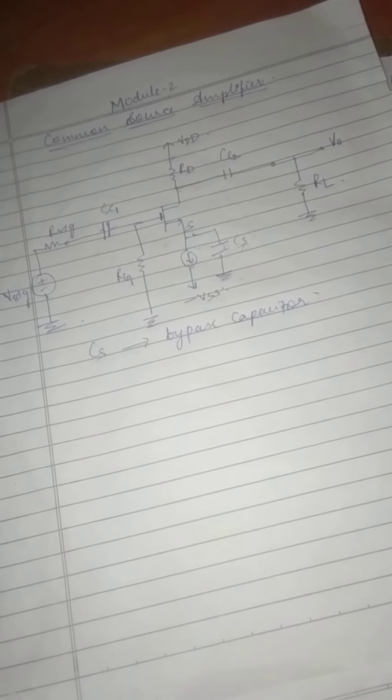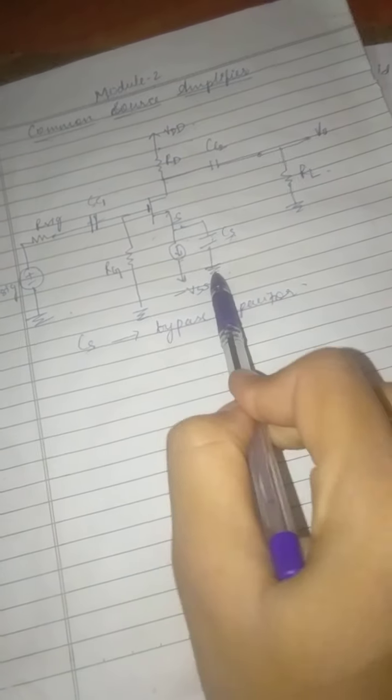Once again I am going to repeat why the name is a bypass capacitor. As this is required to provide a very small or zero impedance, the signal current will pass through this CS to the ground, and then it is going to bypass the output resistance of a current source. Hence the name bypass capacitor. Now coming to the coupling capacitors. What are coupling capacitors? CC1 and CC2 are our coupling capacitors.